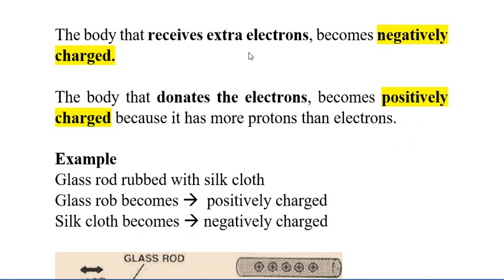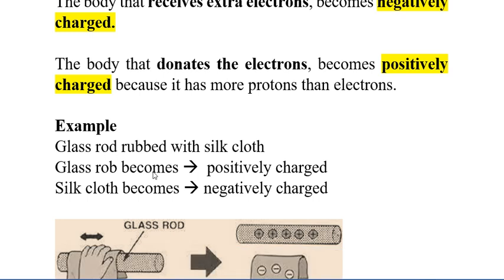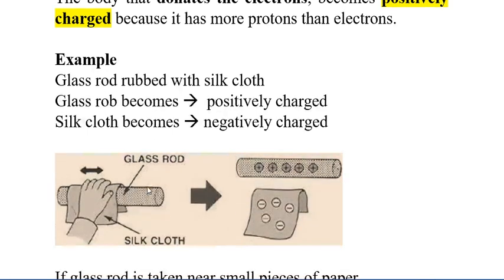The body that receives the extra electrons becomes negatively charged, and the body that donates the electrons becomes positively charged, because now it has more protons than electrons, as it has already donated some electrons. Let's see this with an example. So we have a glass rod and a silk cloth.